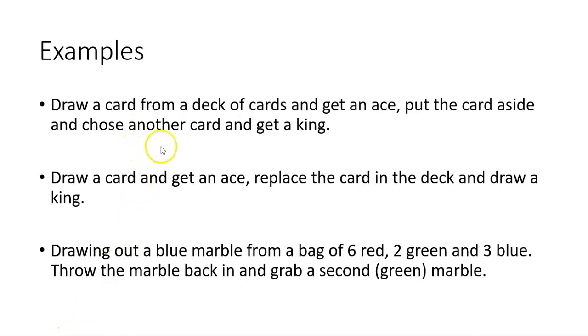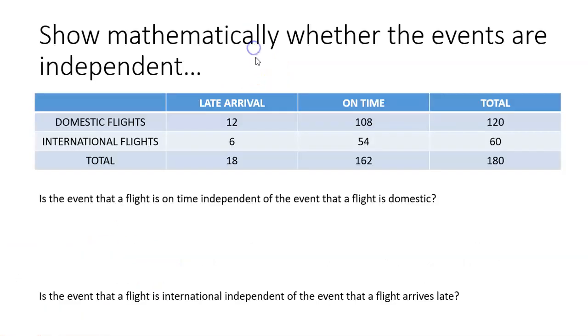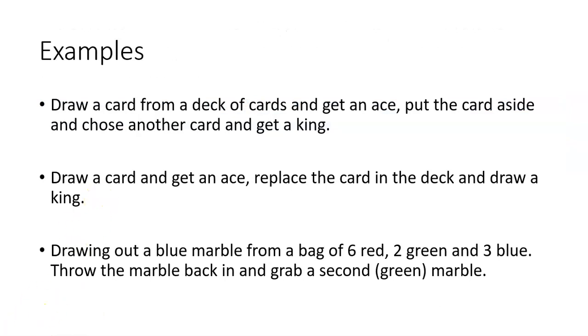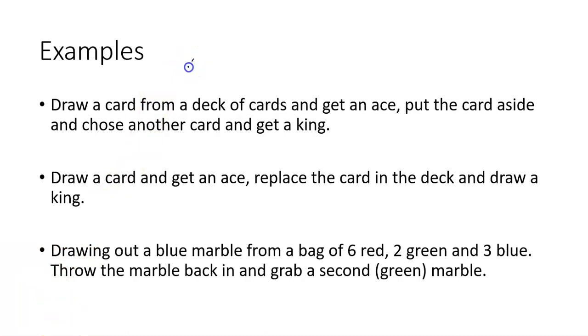So the first one says draw a card from a deck of cards and get an ace. So the probability of drawing from a deck of cards and getting an ace would be 4 out of 52 because there's 4 aces in a deck of 52 cards.